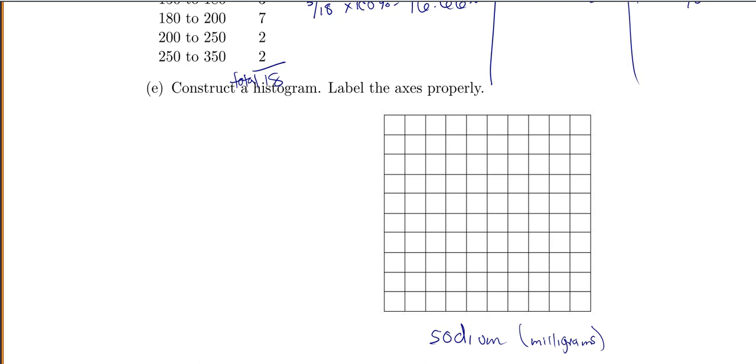Your vertical axis is always the percent per whatever your unit is. Our unit for the horizontal axis was milligrams, so it's percent per milligram. We got a new pen and it does not work very well.